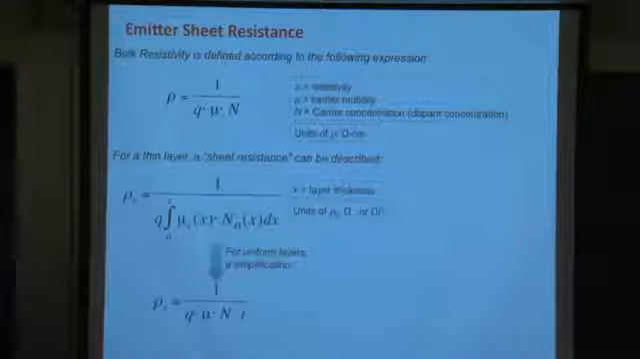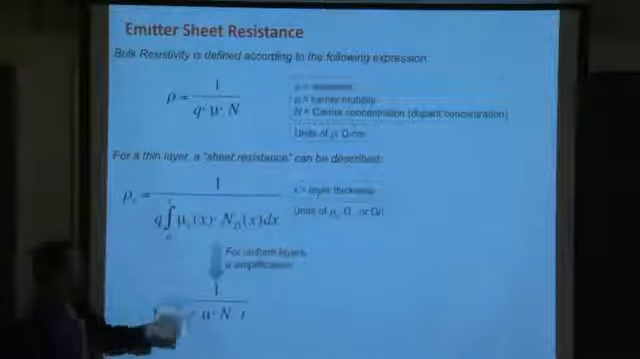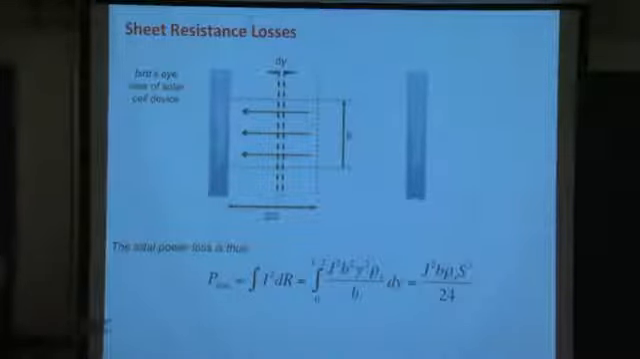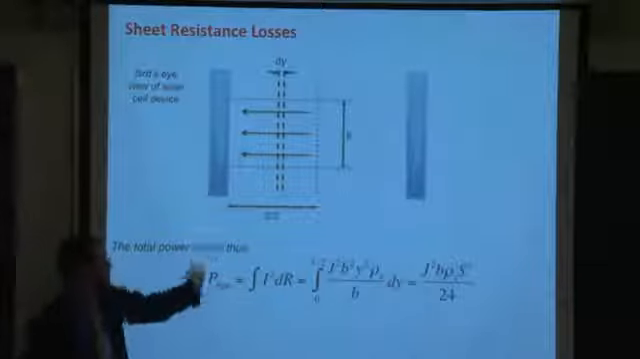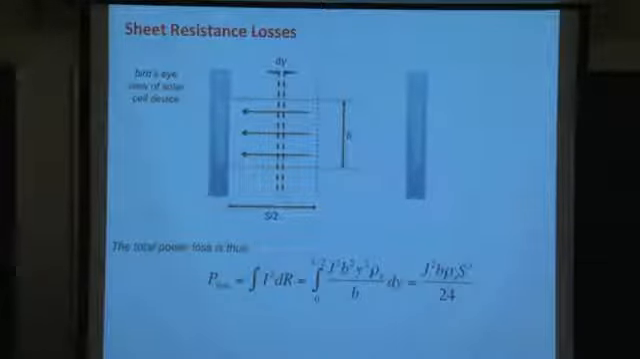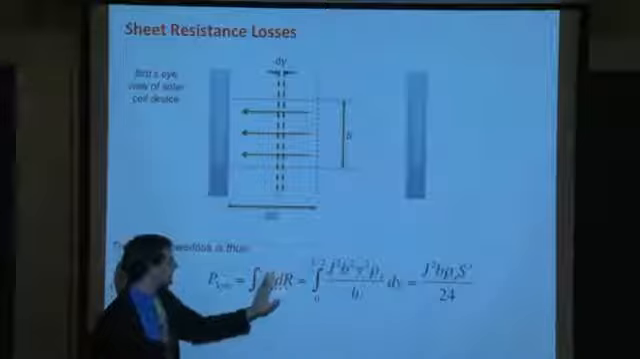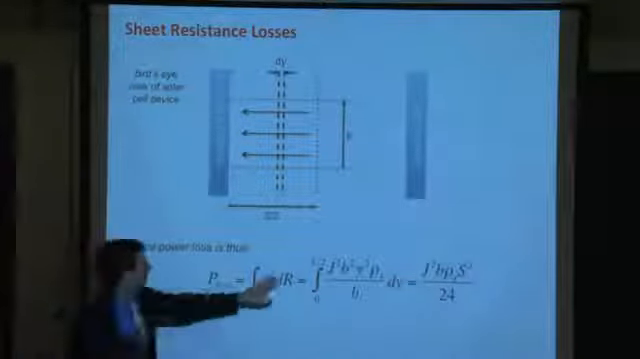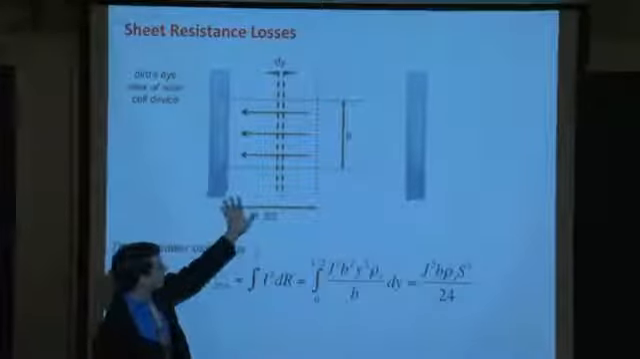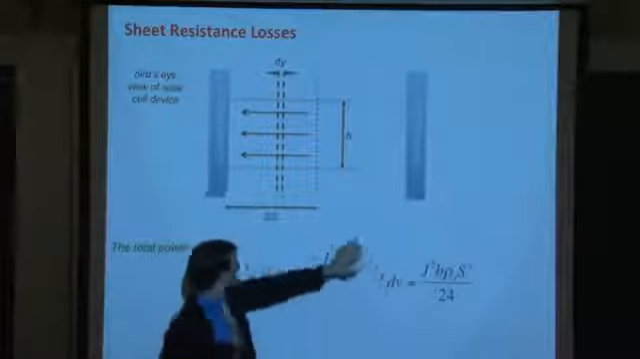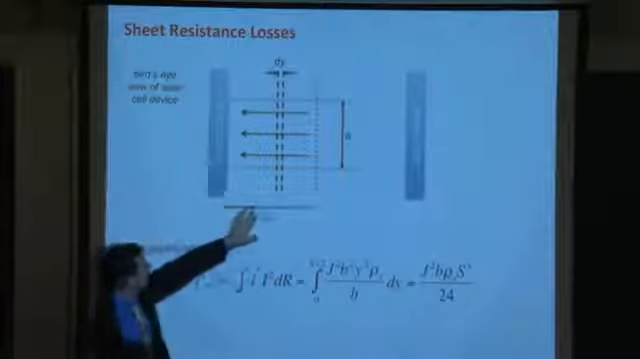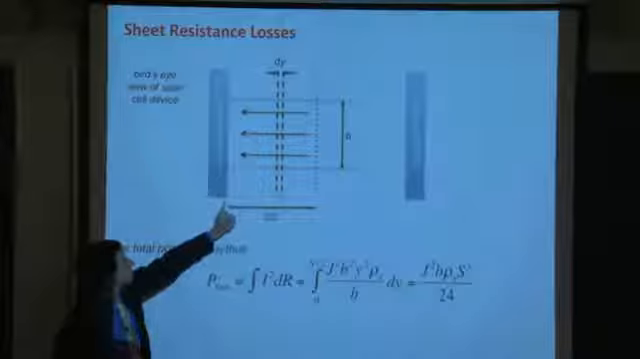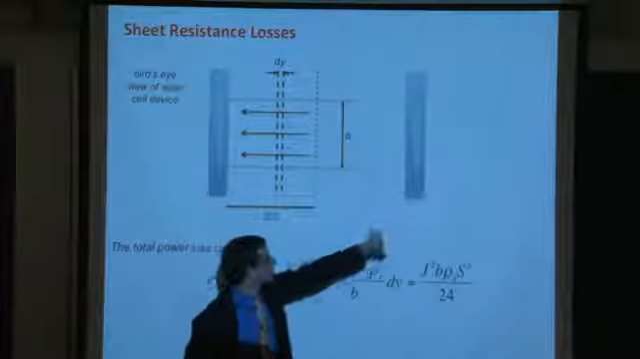And now we have to convert this into some meaningful parameter for an actual solar cell device. So if we want to calculate the fraction of power lost due to this emitter sheet resistance, it's fairly straightforward. Since power is I squared R, we have to think about the current as a function of the resistance, right? As a function of the position here. We're integrating over y being the lateral dimension. And imagine the separation between contacts is S. So here's one contact metal finger.